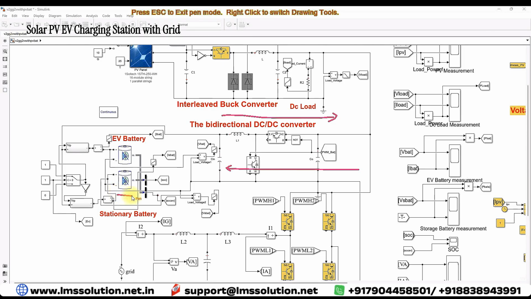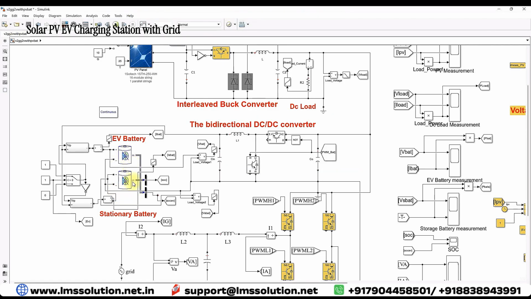This bidirectional converter will operate in both directions when a stationary battery is connected to the system. Otherwise, what will happen when EV is connected? Here we have some arrangement, with both connected to the common converter. If the EV battery is not present in the system, then the stationary battery will be connected to the system. If the EV battery is connected, the stationary battery will be disconnected from the system. For that we have some logic. That means here we have a circuit breaker.